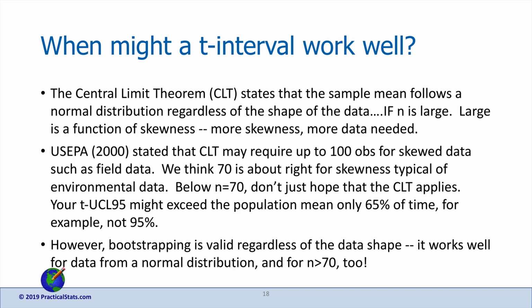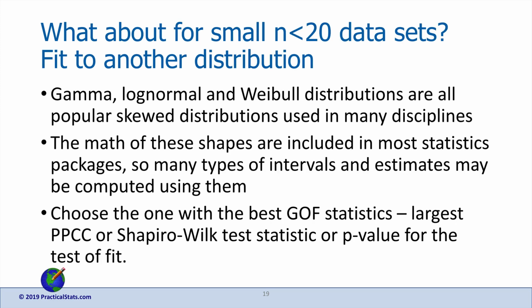We have generally really skewed data. We have data that are not going below 0. We don't measure things that go negative usually. So bootstrapping is valid regardless of the shape. It works well for a data set that would come from a normal distribution. It works great for sample sizes 70 and above. So there's really not a need to go for something else. Unless you don't have a lot of data.